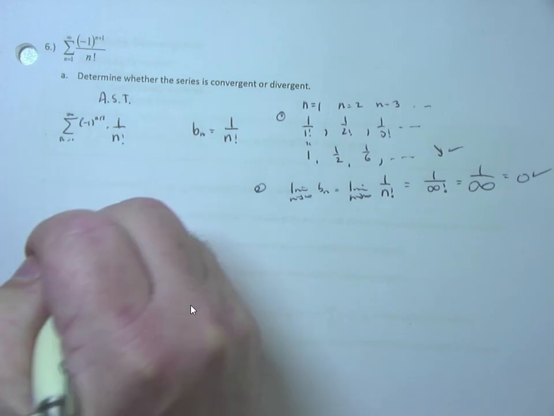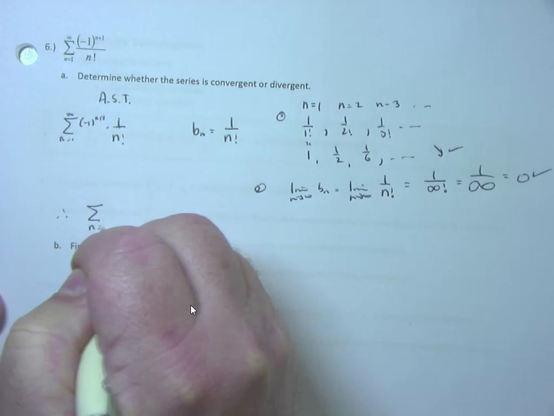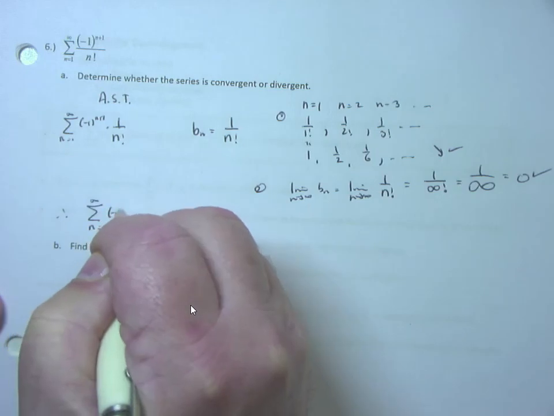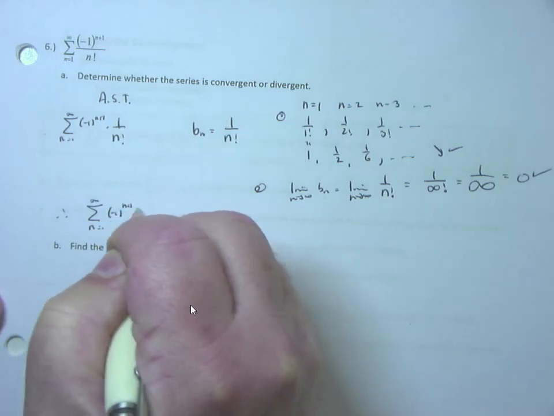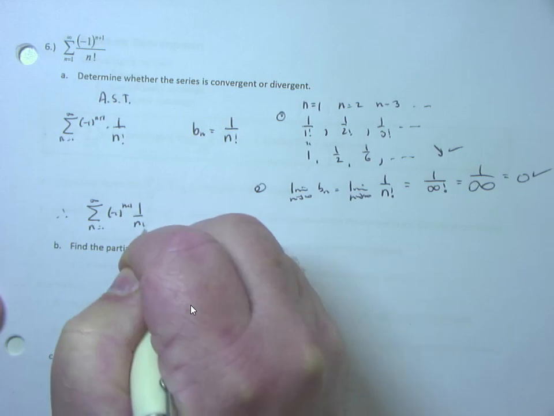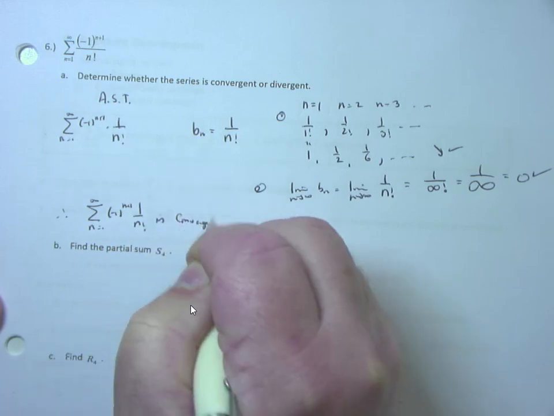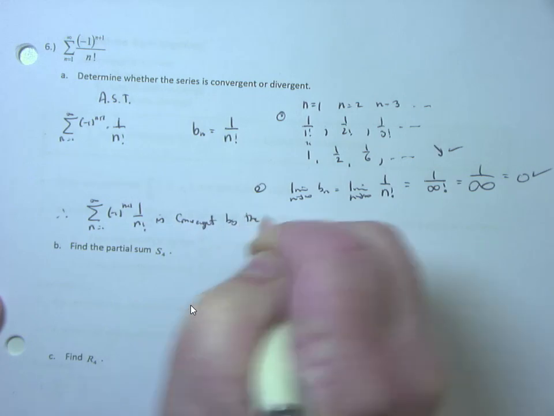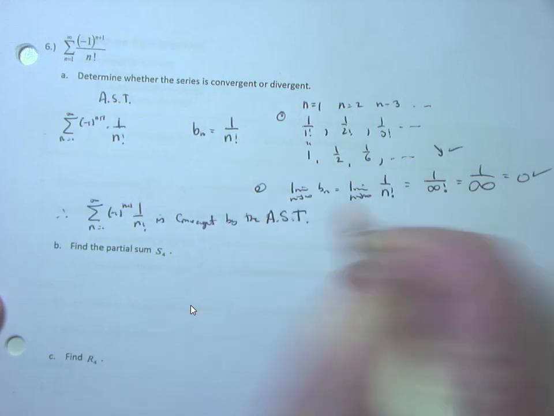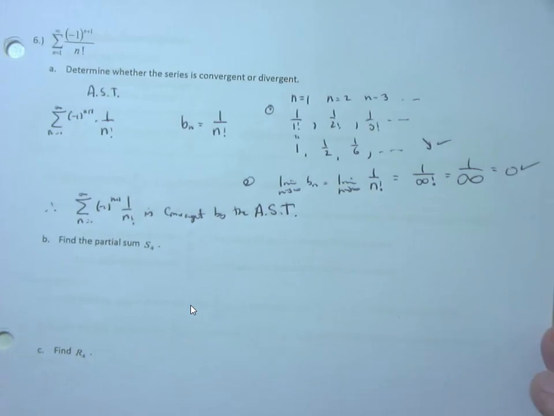Therefore, the sum as n goes from 1 to infinity of -1 to the n plus 1 times 1 over n factorial is convergent by the alternating series test. So there's my statement and a proof of why this series is convergent.